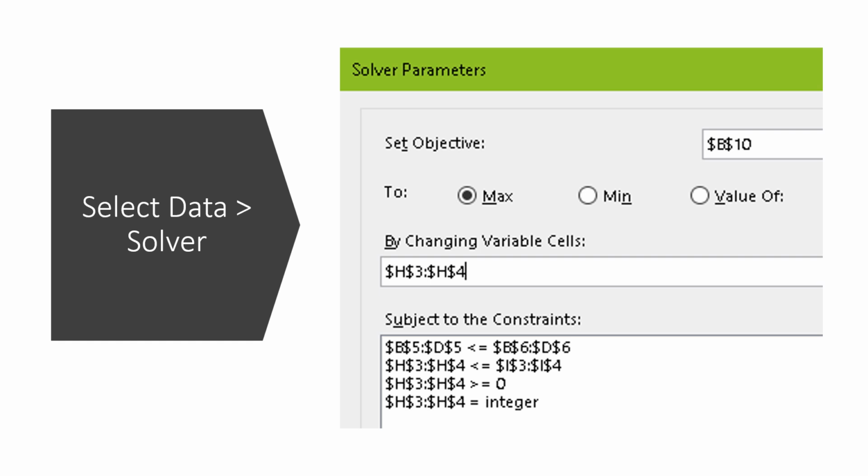Now we go to Solver to set up the parameters as shown. We want to maximize profit, cell B10, changing cells H3:H4 where Solver will place the solution we are looking for. The constraints in Solver: B5:D5 less than or equal to B6:D6, use times less than or equal to available times. H3:H4 less than or equal to I3:I4, don't produce above market demand. H3:H4 must be integers and not negative. Press resolve and we will get the results.